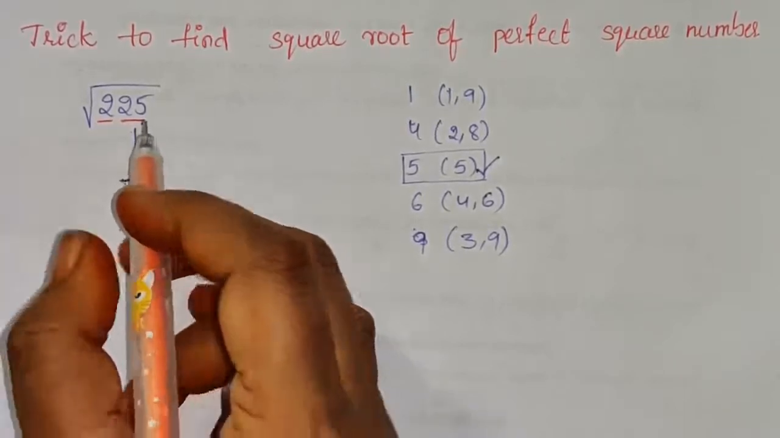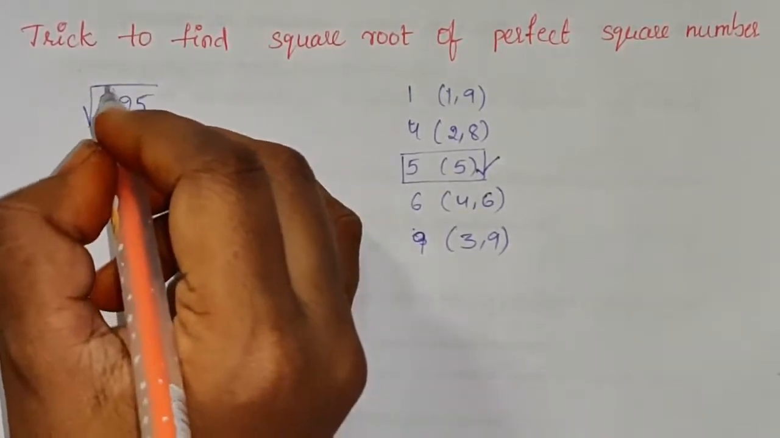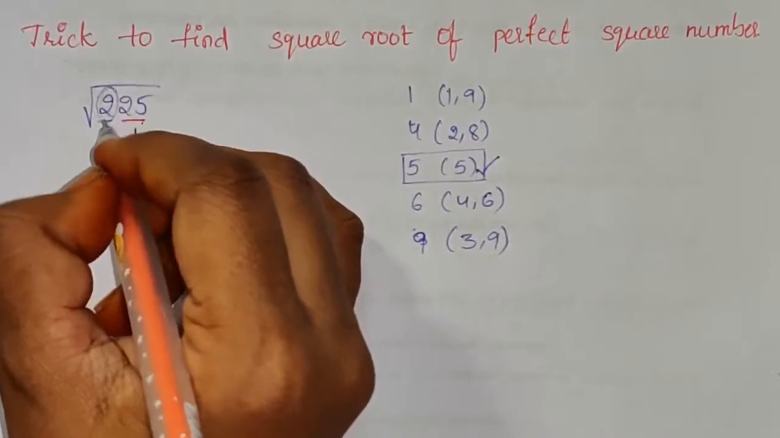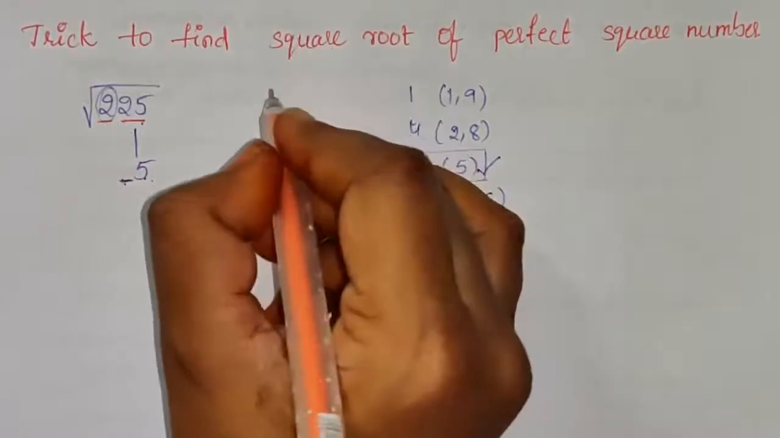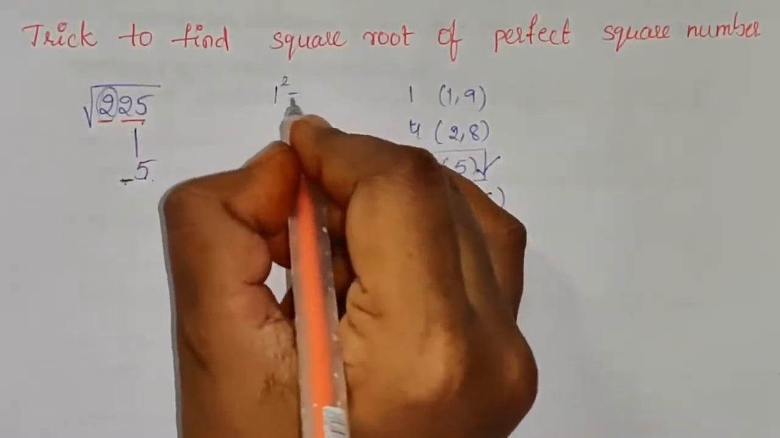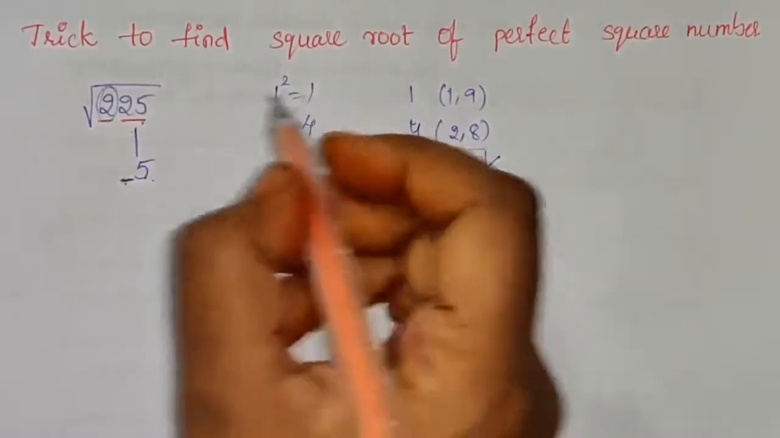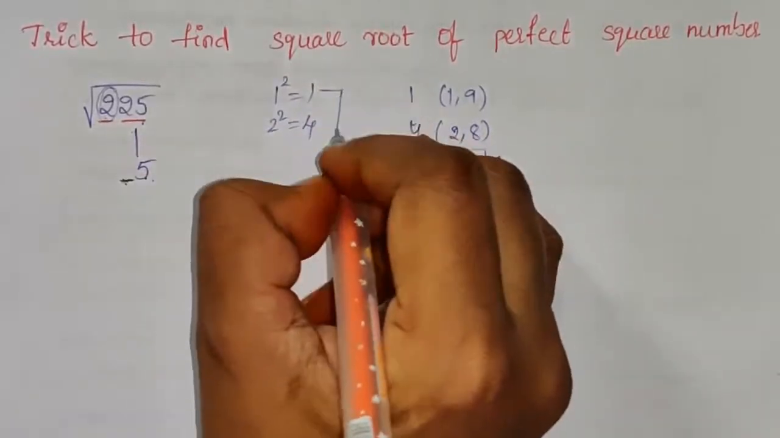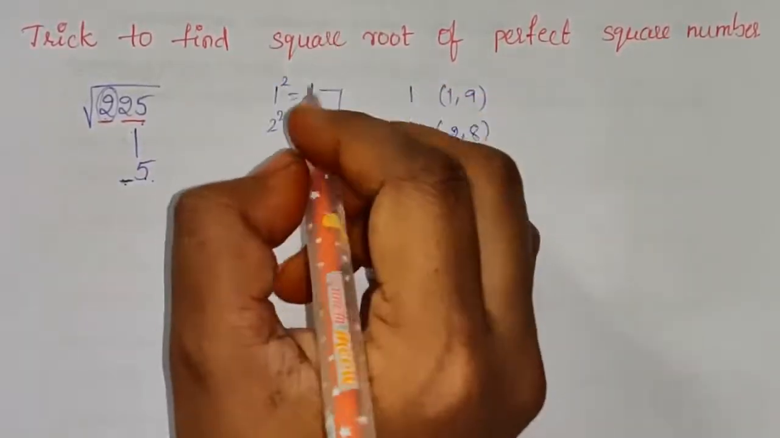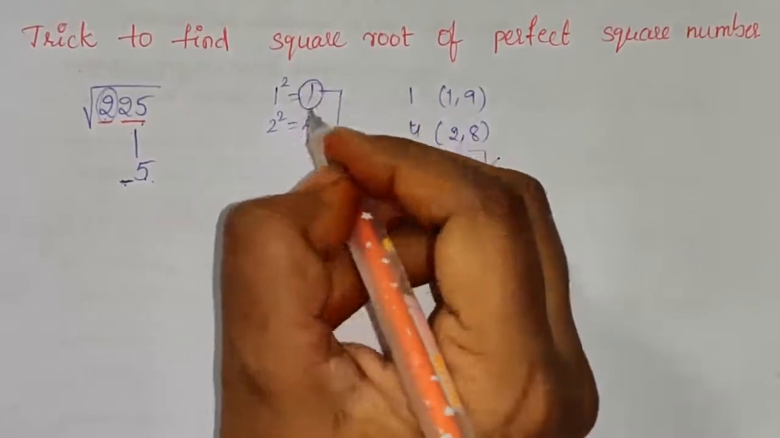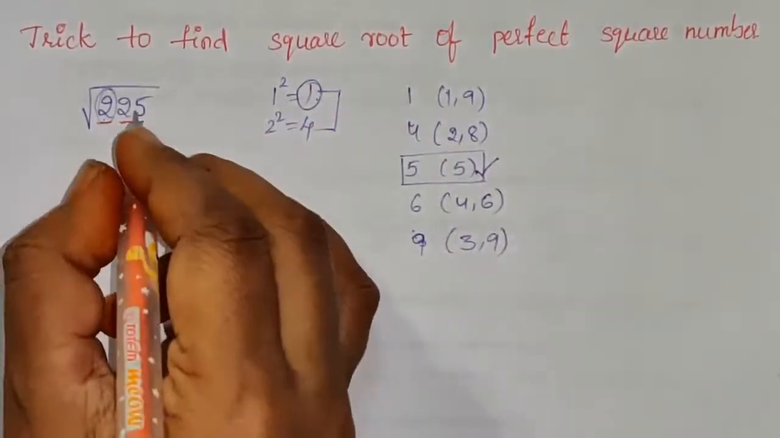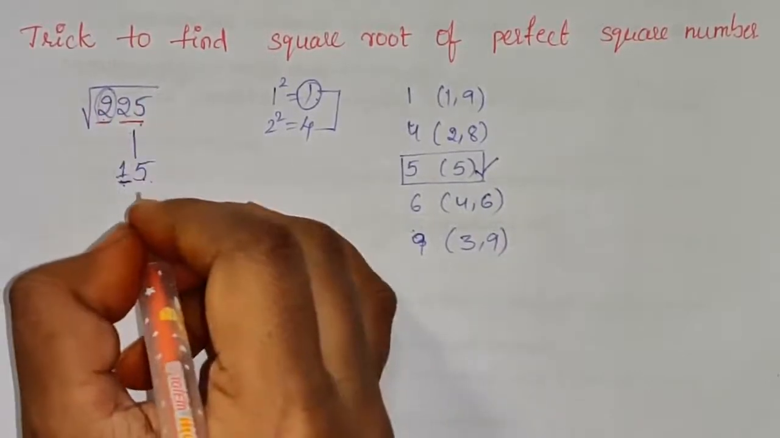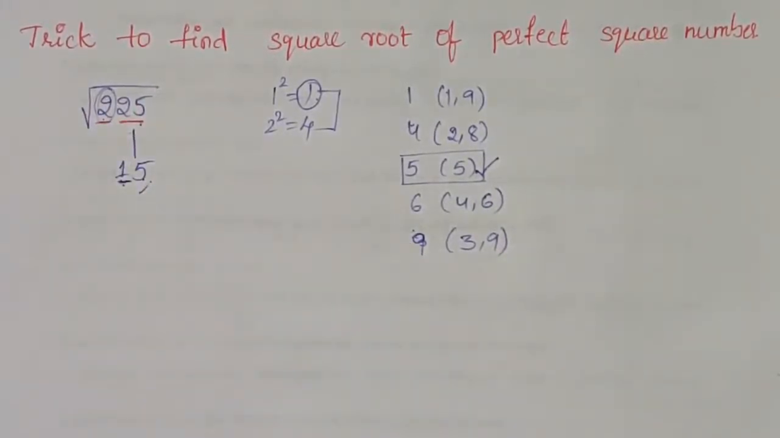To find that, first of all we need to check, does this number lie in between any perfect square numbers. That is like 1 square is 1 and 2 square is 4. This 2 is lying between 1 and 4. So we have to prefer the smallest number first. Okay, so I am taking 1. So the square root of this 225 is 15. Okay, this is the method.